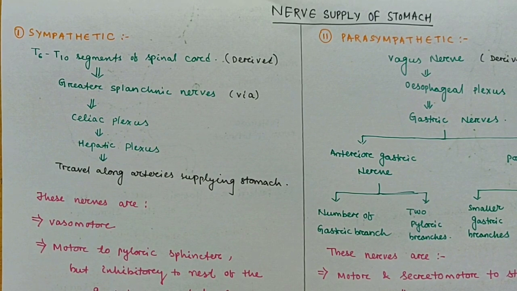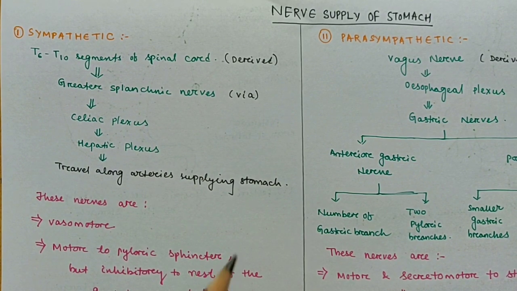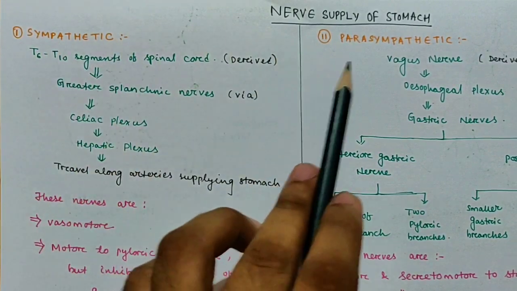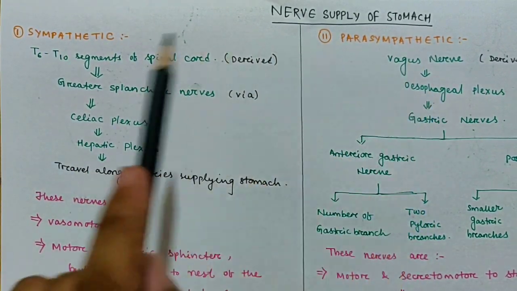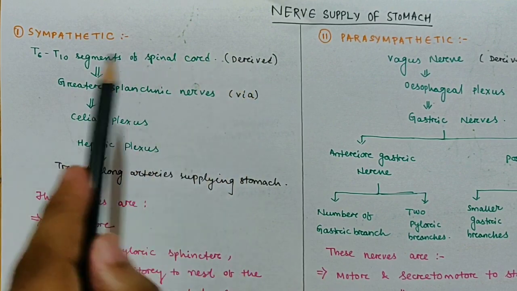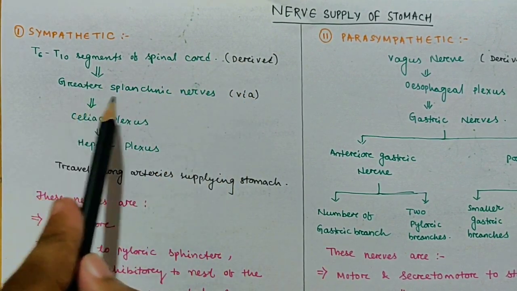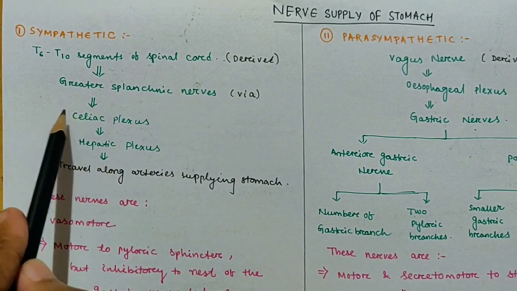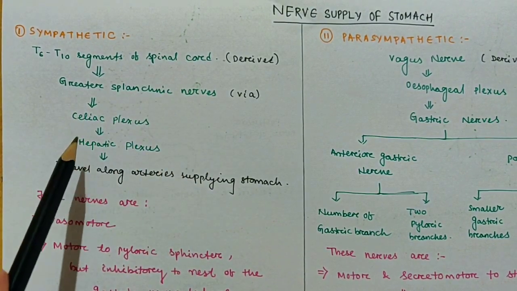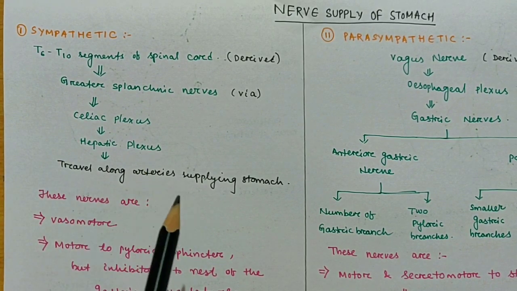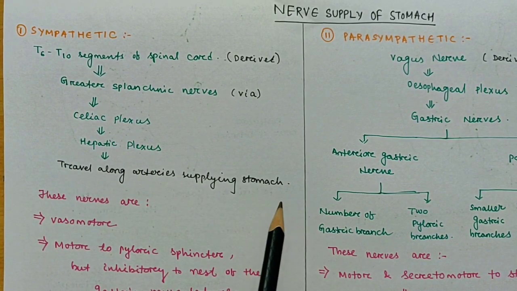Thank you. Now we will see the nerve supply of the stomach. The stomach is supplied by both sympathetic and parasympathetic nerves. Sympathetic nerves are derived from the T6 to T10 segments of the spinal cord via the greater splanchnic nerves to the celiac plexus, then to the hepatic plexus, after which they travel along the arteries supplying the stomach.